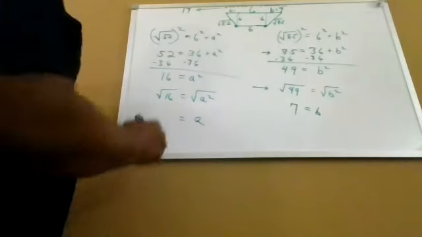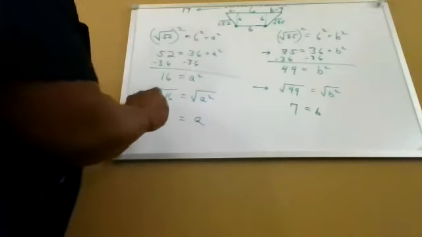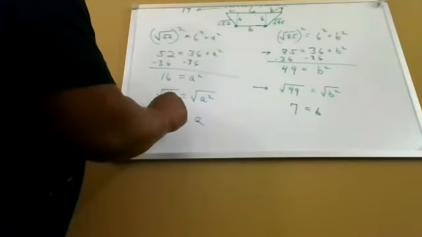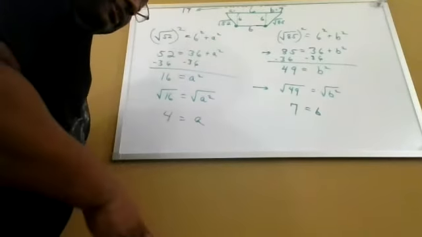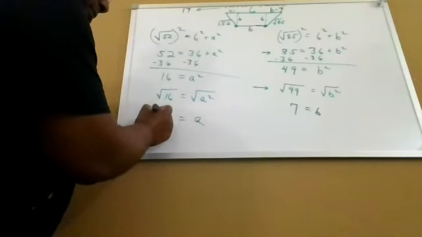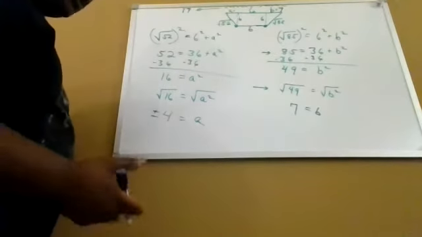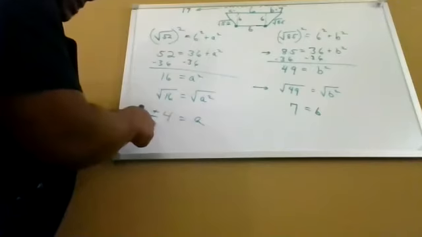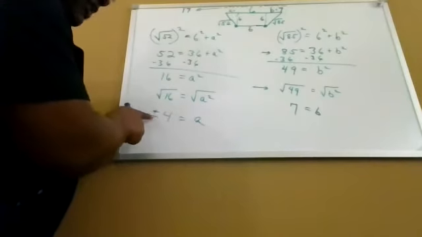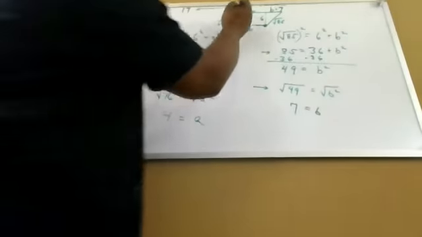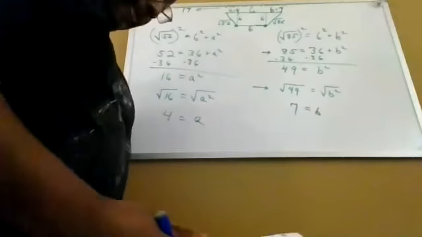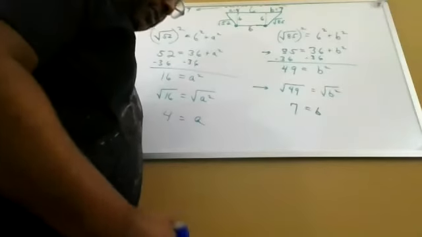A is going to equal the square root of 16, which is 4. Remember, it has a positive or a negative. It would be plus or minus 4. That's the actual definition for the square root of 16. But we want the positive value. So positive 4.